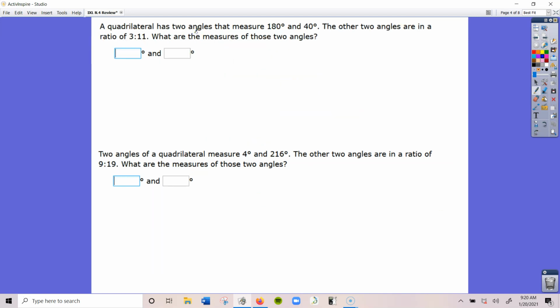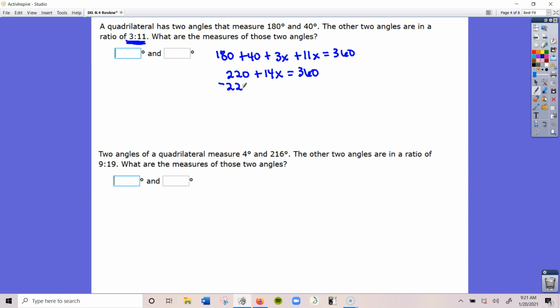We have a quadrilateral that has two angles that measure 180 and 40. The other two angles have a ratio of 3 to 11. So we set it up just like the other one. 180 plus 40 plus 3x plus 11x is equal to 360. And that's again because of this ratio. 180 plus 40 is 220 plus 3x plus 11x is 14x. And this equals 360.